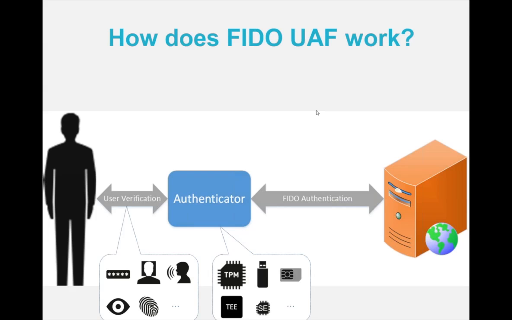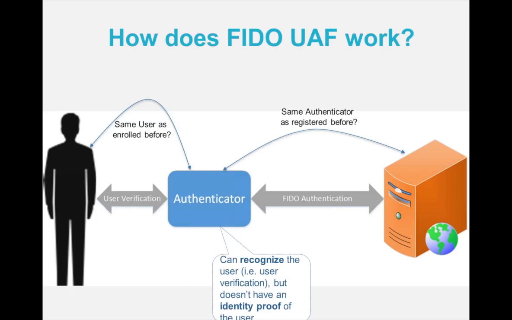So all that scalability is now part of FIDO, and this scalability just comes by separating the user verification method from the standardized FIDO authentication method to the FIDO server. So what the authenticator does with the user is essentially it answers the question, is this the same user as the user which enrolled before? And the authenticator to the FIDO server answers the question, is this the same authenticator as was registered before? So we use different terms, right? We use the term register for the authenticator to the FIDO server and enroll for the user to the authenticator.